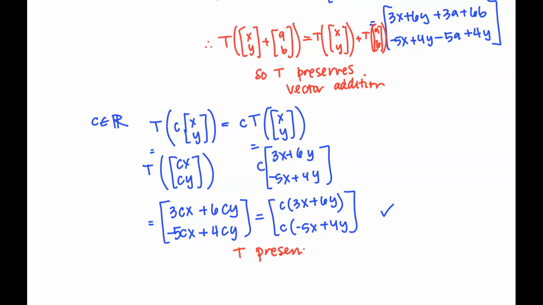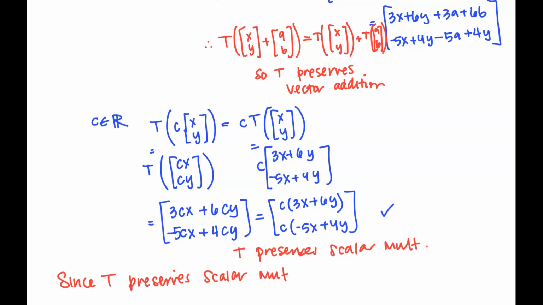preserves scalar multiplication. And then you know me, I love a final, lovely concluding paragraph. So since T preserves scalar multiplication and vector addition, T is a linear transformation.